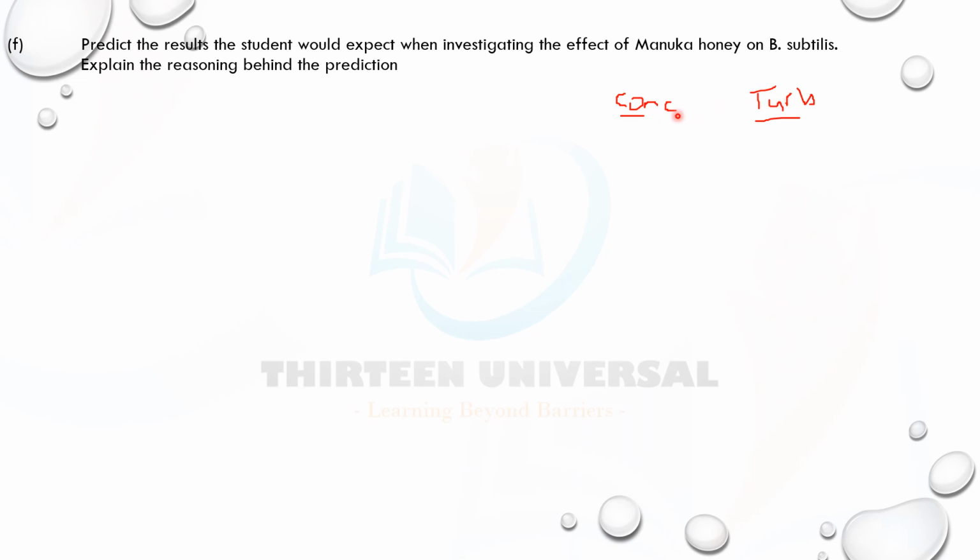Turbidity will decrease as concentration increases, right? As concentration decreases, turbidity will increase. Why? Because as the concentration of Manuka honey increases, more bacteria will be killed. Remember, this is antibacterial, to kill bacteria. So they have, if you like, a negative correlation or inverse. So as concentration increases, turbidity will decrease. That's what I said here.